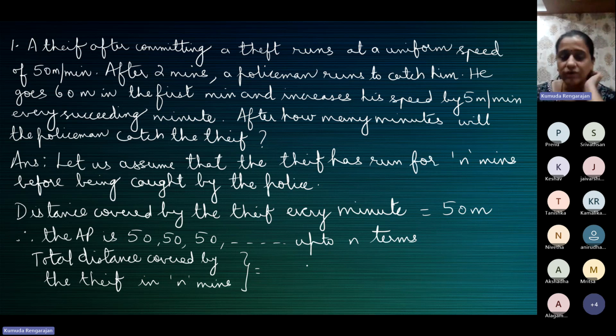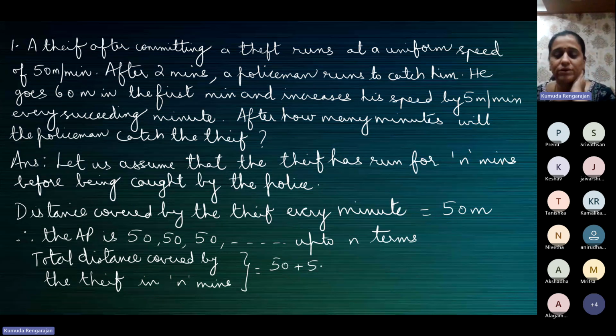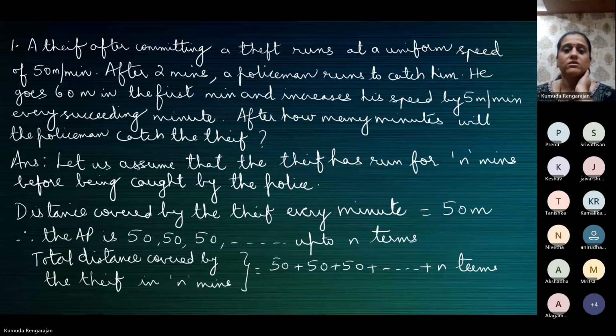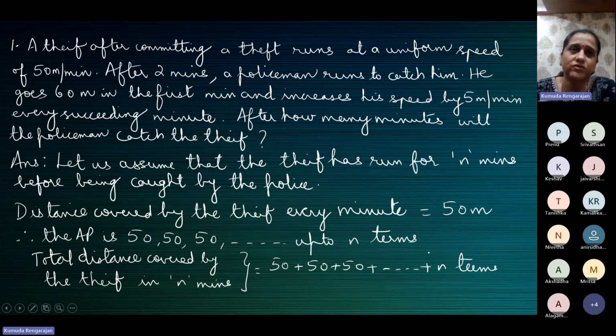Now, how do you find the total distance? It will be 50 plus 50 plus 50 to n terms. Now we know that a repeated addition is multiplication. Supposing we have 50 plus 50 plus 50 plus 50, 25 times, then it is 50 into 25, because repeated addition is multiplication.